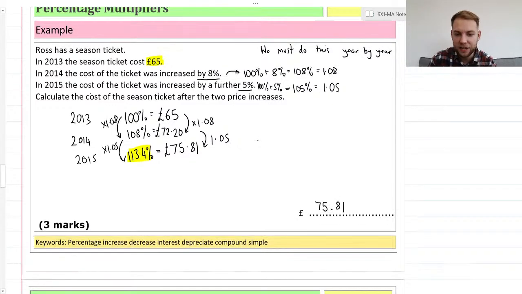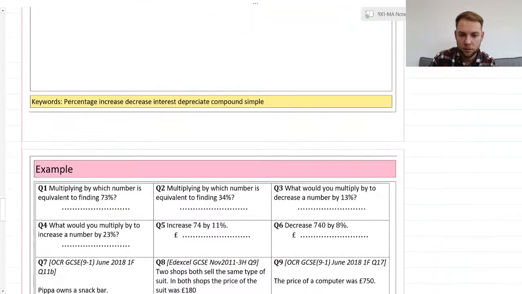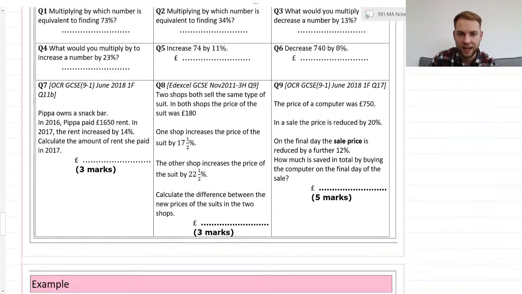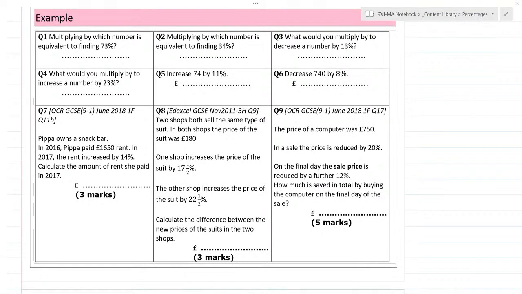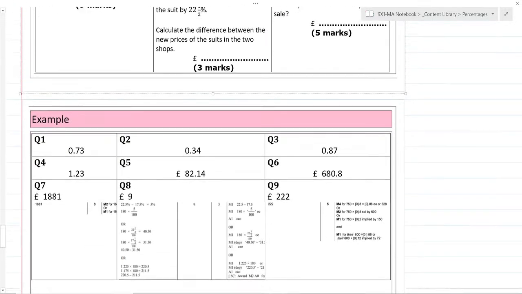Okay, if you're catching up, have a go at these questions now. So pause and have a go at those. And if you're catching up, there's the answers for those.